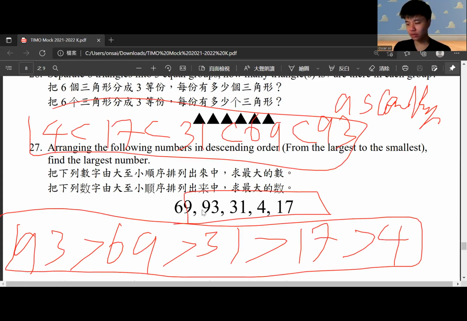Okay, so we need to find the largest number. The largest number is 93, right? It's much easier to find the largest number after arranging the following numbers in descending order, right? Because if we arrange the numbers in this order, we can very easily find the biggest number. If we try to find the biggest number in this random order, it is so hard to find it.